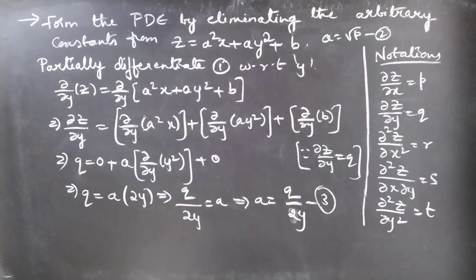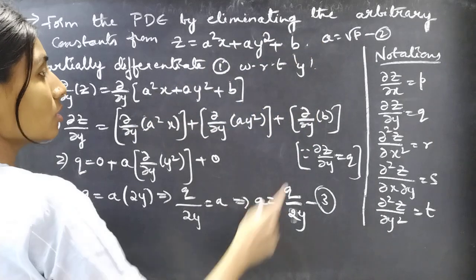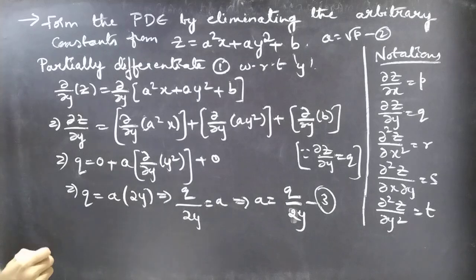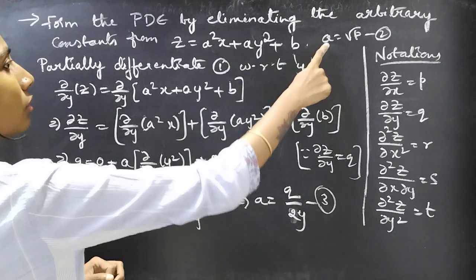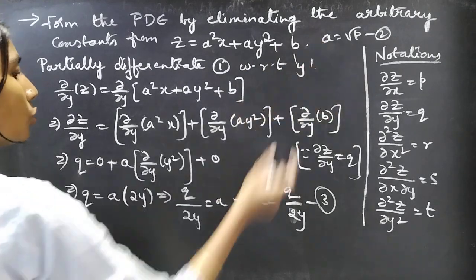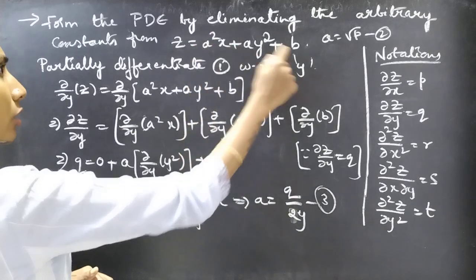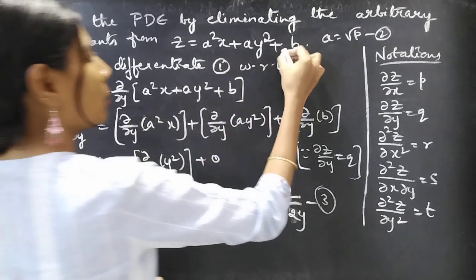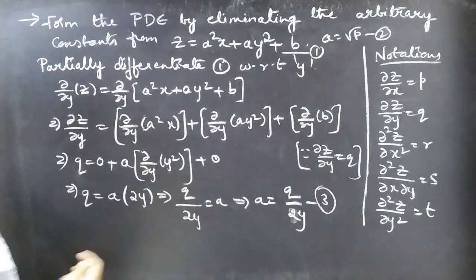Right. Now observe 1, 2 and 3. You have a equals square root of p and a equals q by 2y. By replacing a using 2 or 3, a gets eliminated but b won't get eliminated, right? So it is not possible to find the partial differential equation by substituting any of these 2 or 3 in 1. So what we'll do is, we'll just use 2 and 3.